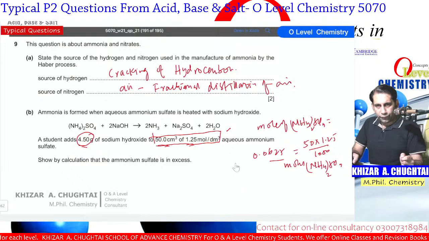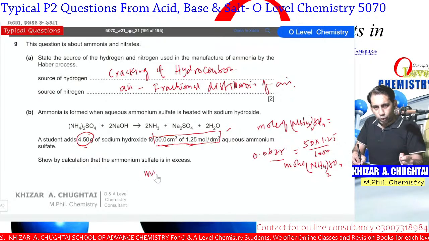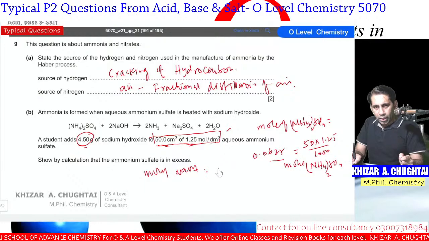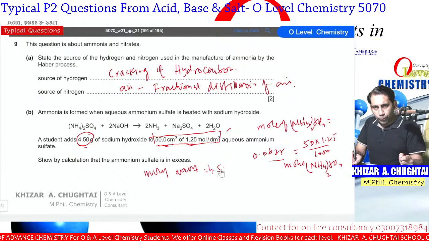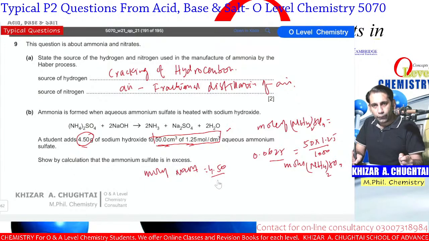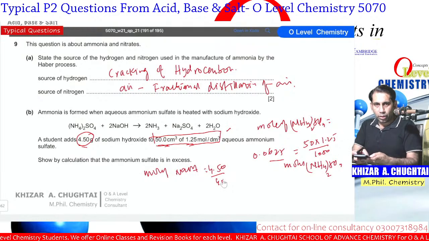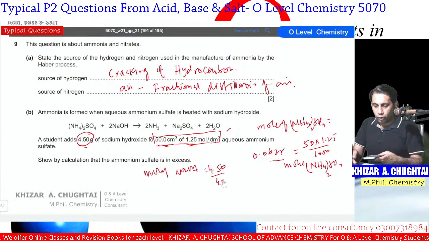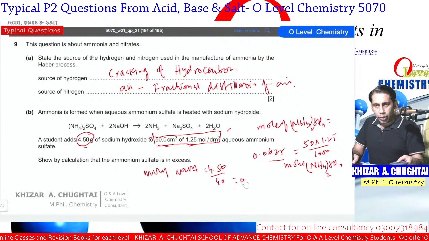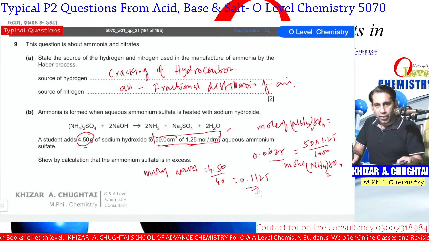Now the next one, what are the moles of sodium hydroxide? I'm going to find the moles of sodium hydroxide. Moles of NaOH is 4.50 divided by its Mr, which is 40. And what is its answer? 4.5 divided by 40, and moles are equal to 0.1125. It's the moles of NaOH.